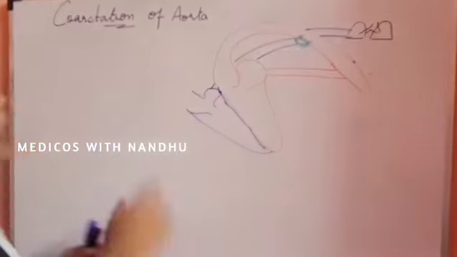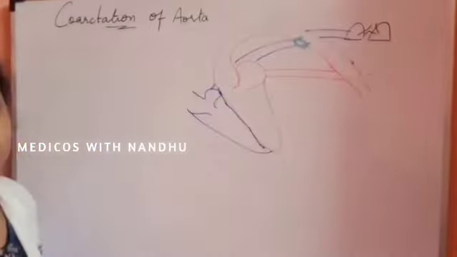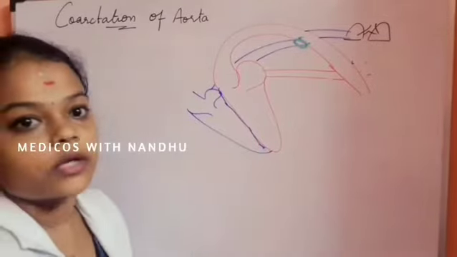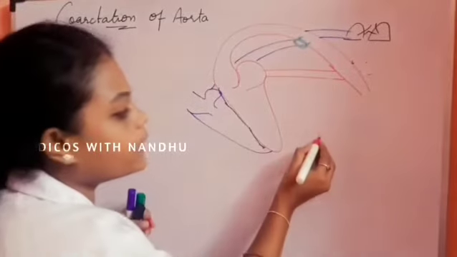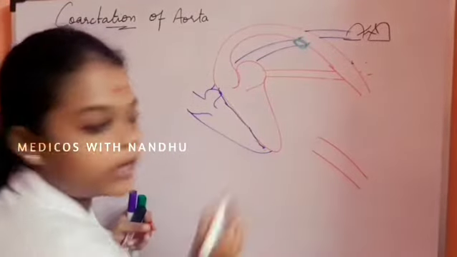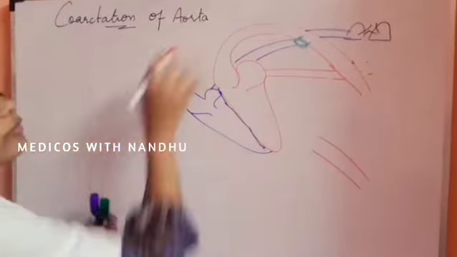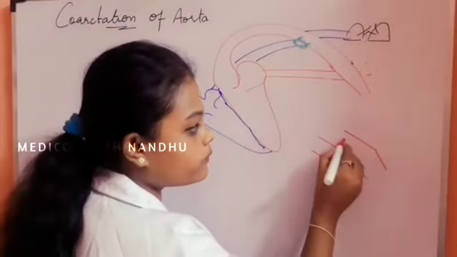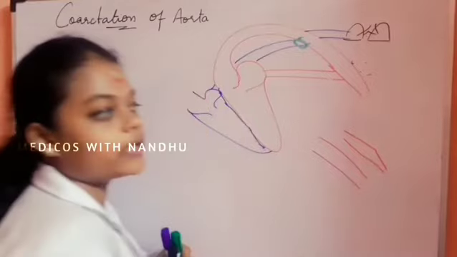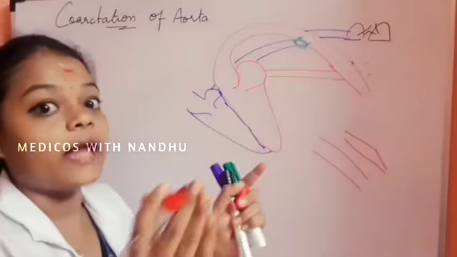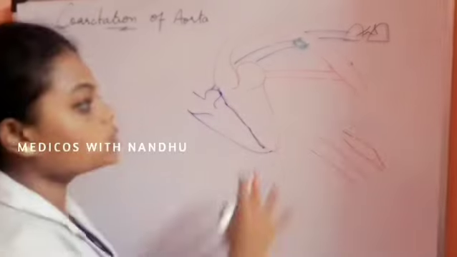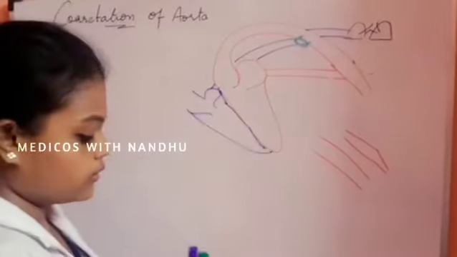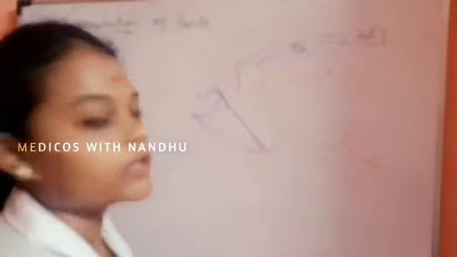Okay. So now what is coarctation of aorta? Coarctation of aorta is nothing but narrowing of the aorta. This is a normal aorta, but in coarctation of aorta, it becomes narrowed like this. So this causes some defects. So we can see what happens here.